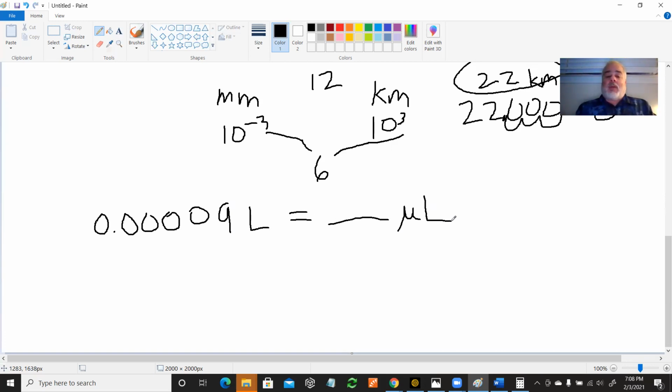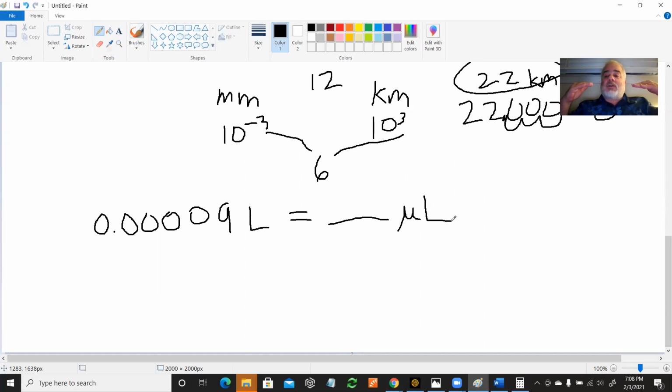So there's our new problem. I've got 0.0009 liters. How many microliters is that? Well, I'm in metric. With microliters, I'm still in the same units of metric, liters. I just have a different prefix. So which one is bigger? Do I need more or less microliters to be equal? Do I need more of them or less of them?